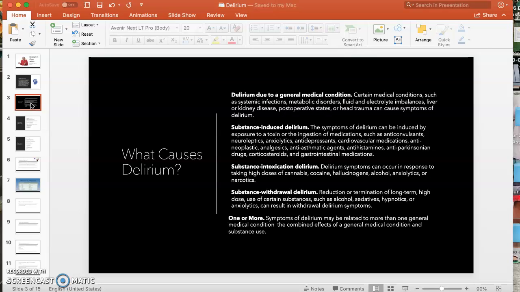There could be one or more causes of delirium. This type of delirium may be related to more than one general medical condition, or the combined effects of a general medical condition and substance use.